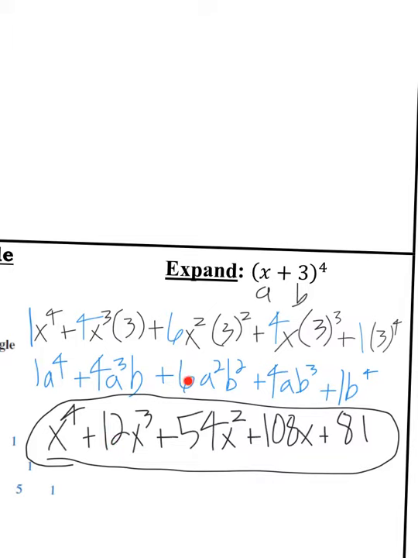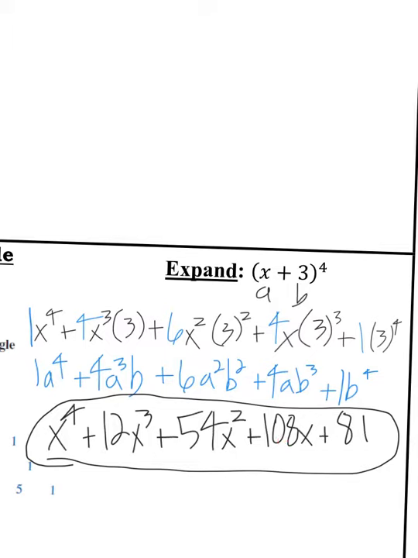All right, so it says 6a squared b squared. A squared's x squared. B squared's 3 squared. 3 squared makes 9. What's 9 times 6? 54. Then it said 4ab to the third. So a is x, b to the third is 3 to the third. That makes 27. 27 times 4?